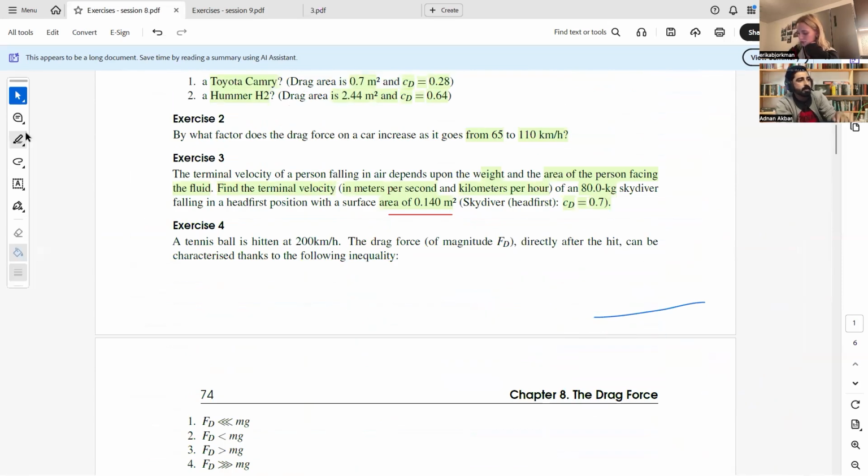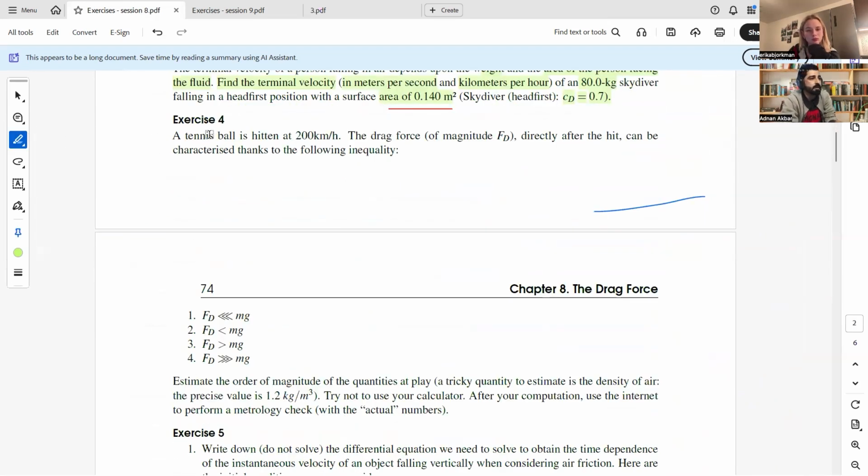So next we have question number 4. A tennis ball is hit at 200 km per hour. The drag force of magnitude Fd directly after the hit can be characterized thanks to the following quantity. Here we are talking about a tennis ball that is hit and moving with the velocity 200 km per hour, and we need to choose the correct option from the following.